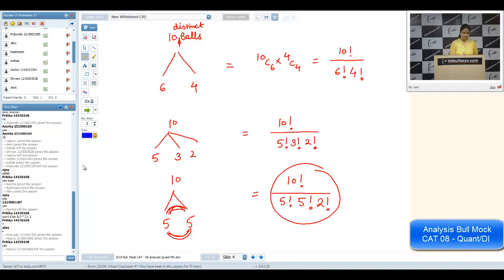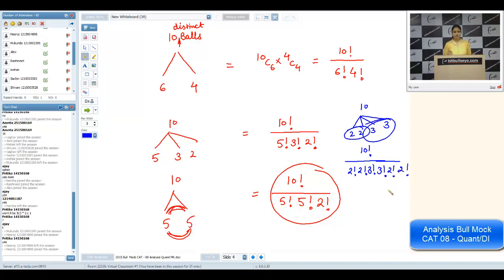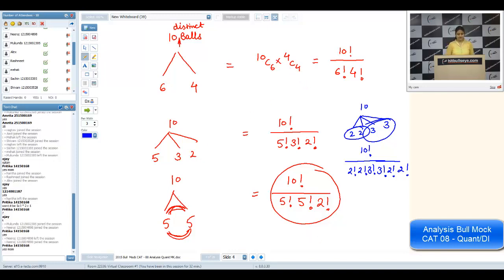Let me take one more example to clarify this. Suppose, now what is the answer? That is the normal thing. Now since 2 is coming twice and 3 is coming twice, so we will divide the whole thing by 2 factorial and 2 factorial. Is it okay now, Kritika? So I was using the same thing. Okay, let us move further.